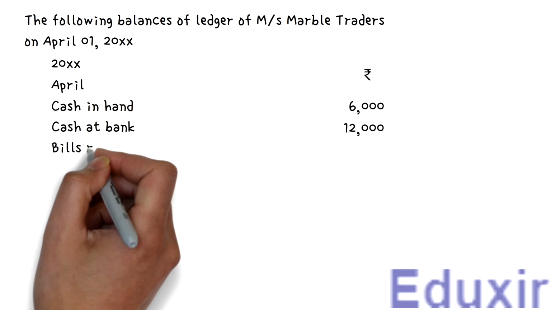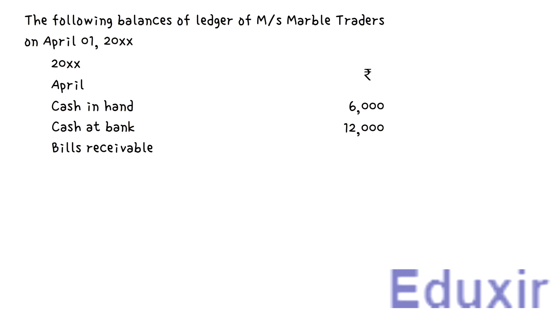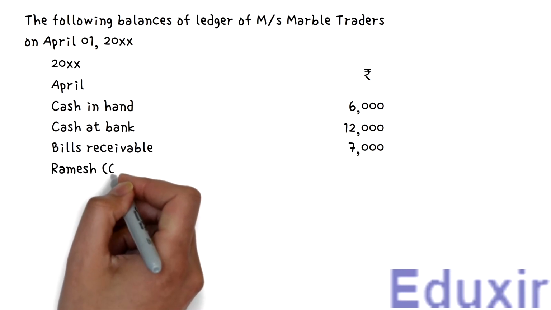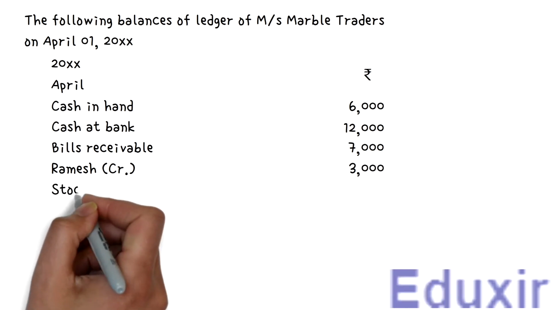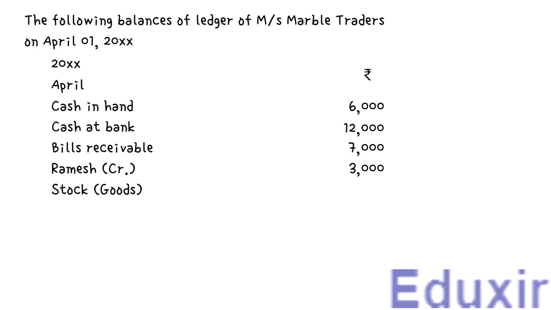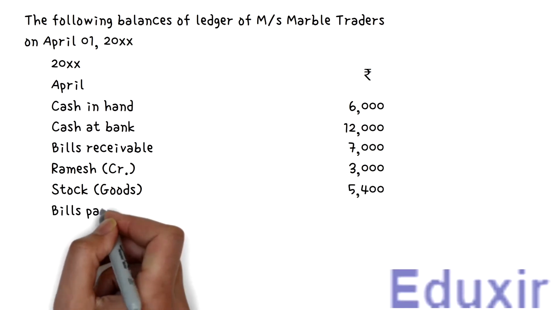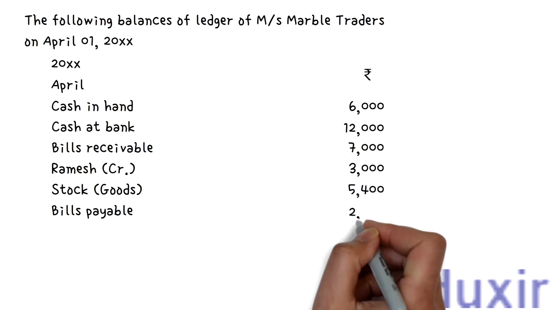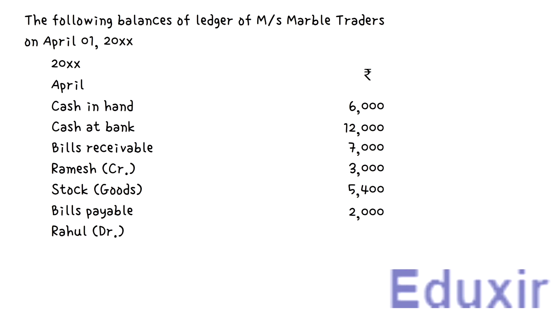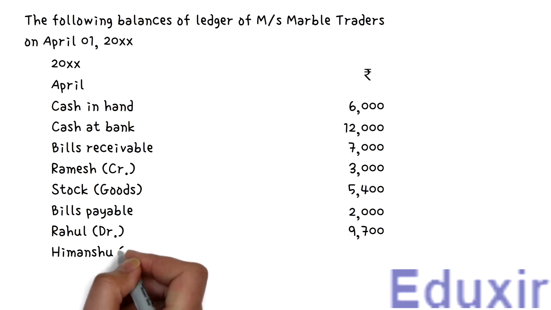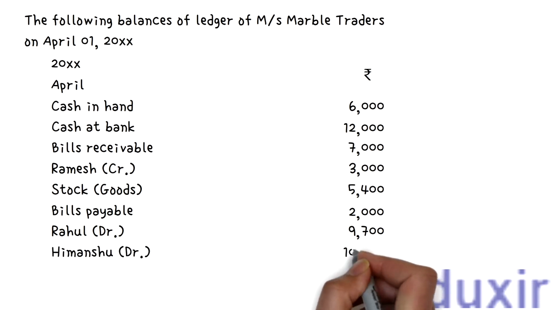Bills receivable 7,000 rupees. Ramesh credit balance 3,000 rupees. Stock goods 5,400 rupees. Bills payable 2,000 rupees. Rahul debit balance 9,700 rupees. Himanshu debit balance 10,000 rupees.